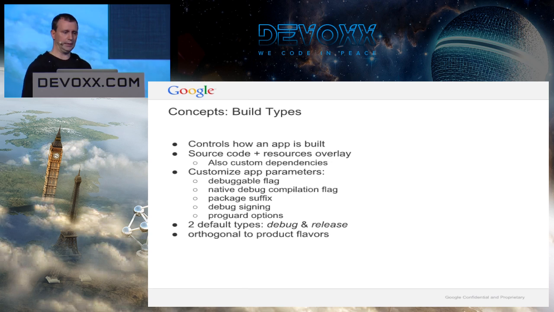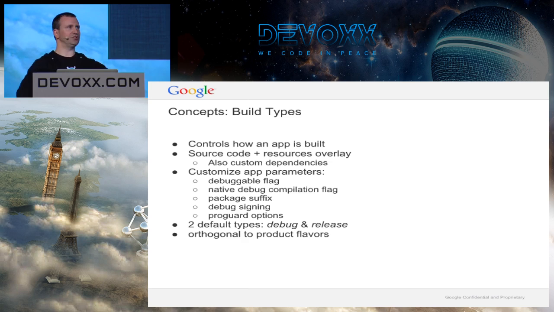Next to that, we have something that we call build types. Build types control how your application is built. Right now, in Ant or in Eclipse, you can build in debug or release, but there is very little difference between the two. They're signing, and whether we insert in the manifest the fact that your app is debuggable. So here, we just extend that, right?